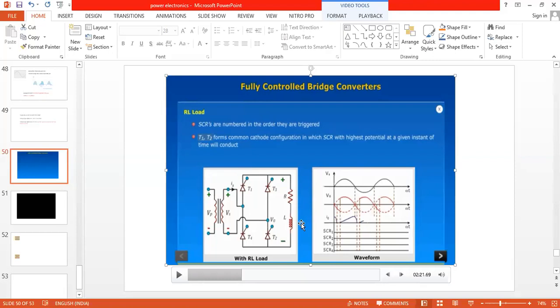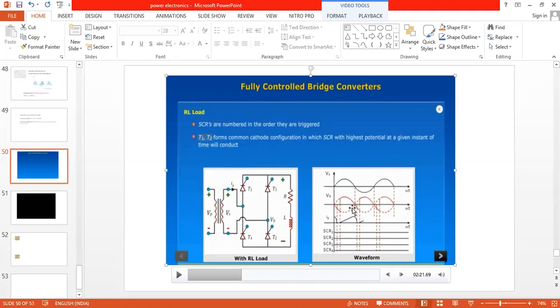Since we are having the inductor, current flowing through the inductor will not increase or decrease suddenly. It will increase in an exponential manner. Whenever current flows through the inductor, it stores energy and a magnetic field is created. So at omega t equal to alpha, current starts to flow through the inductor. Magnetic energy is developed across the inductor.